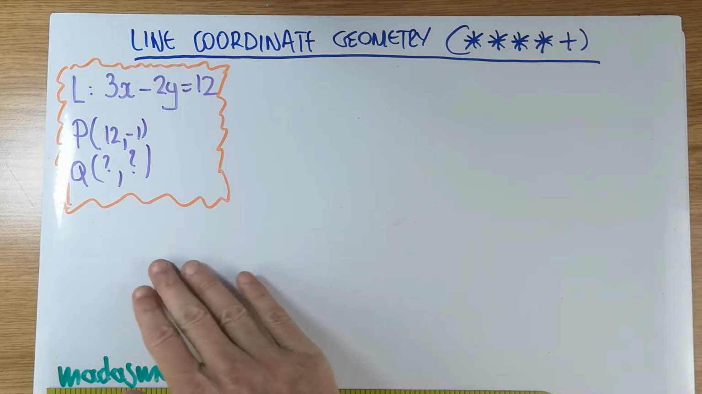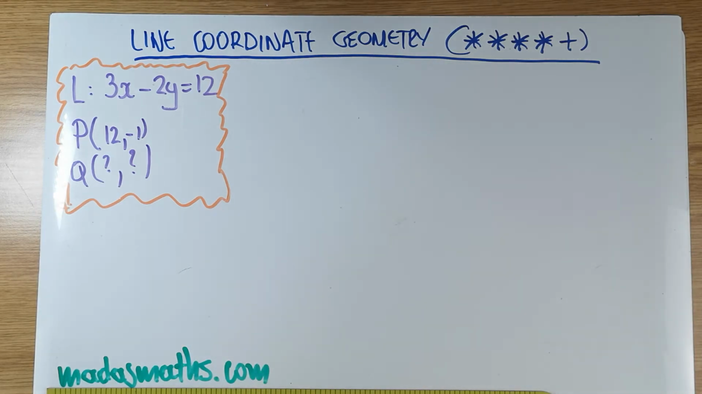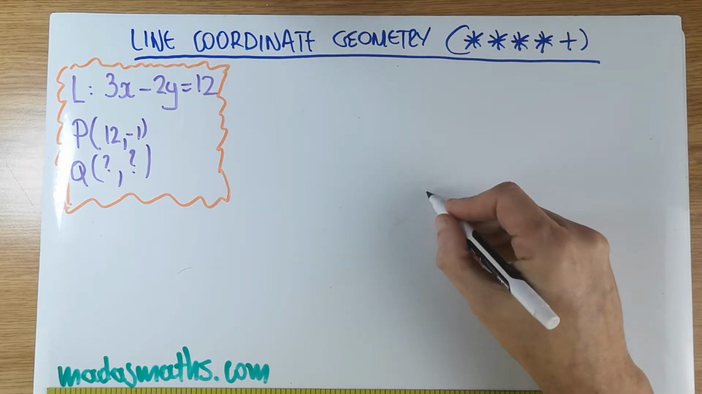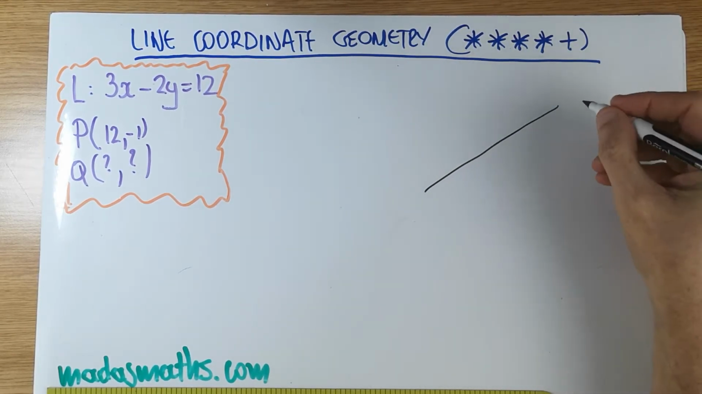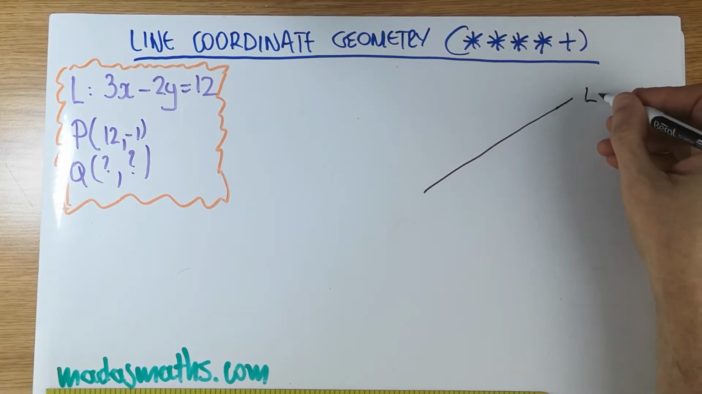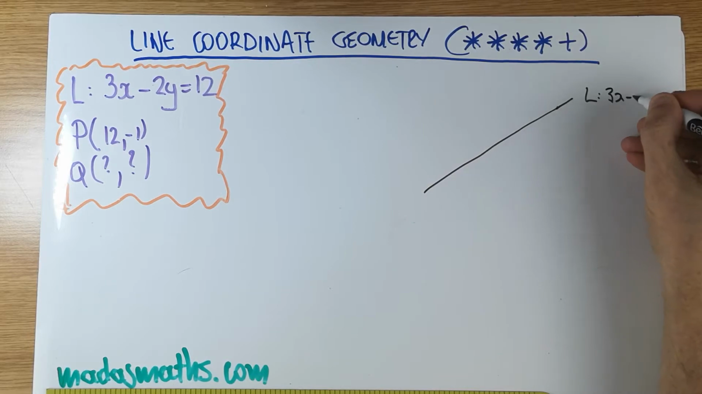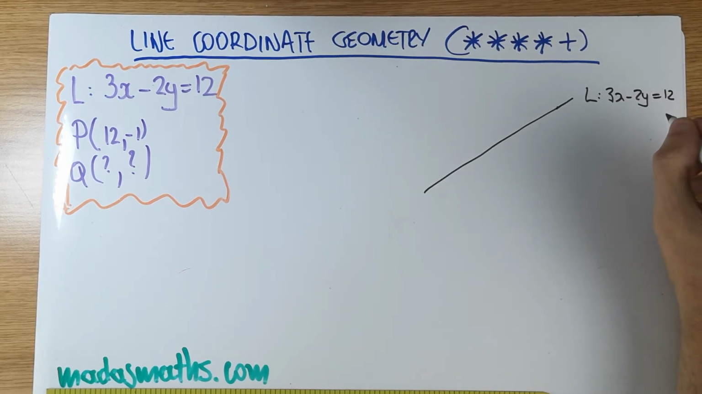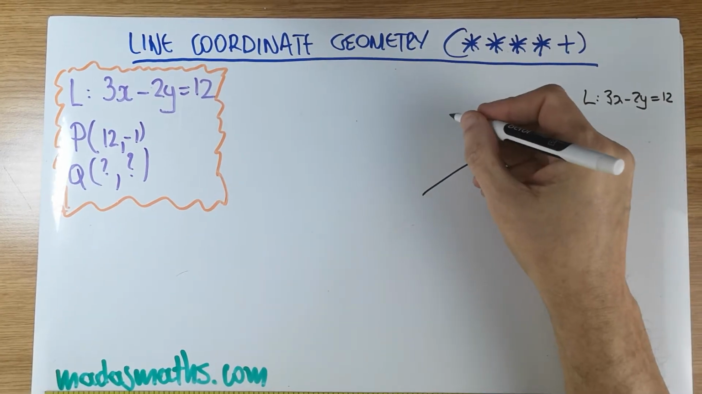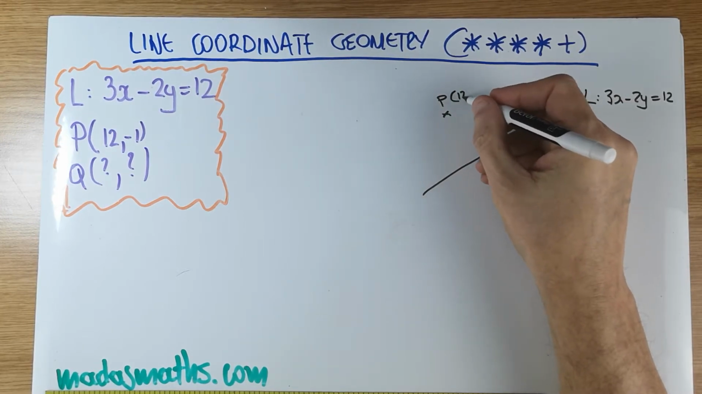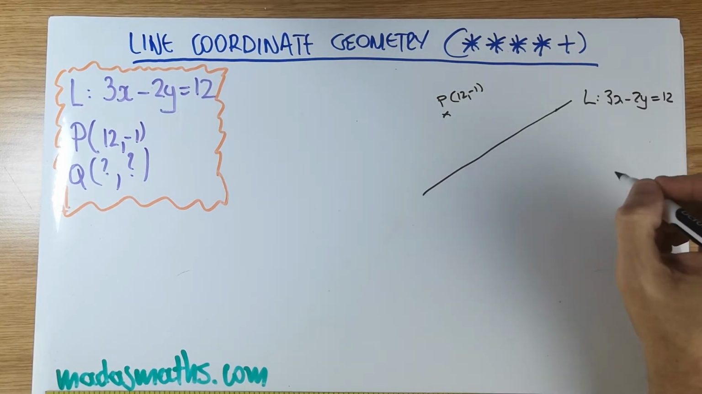And the answer is, of course, with a diagram. This is where we start, just to see what is going on with this particular question. This is not to scale at all. I mean, the line could have negative gradient. I don't care really. This is the line L, and the line L is 3x minus 2y is equal to 12. If I need to rearrange it, I will. And I'm looking to the problem. This is now the point P, whose coordinates are 12, minus 1.